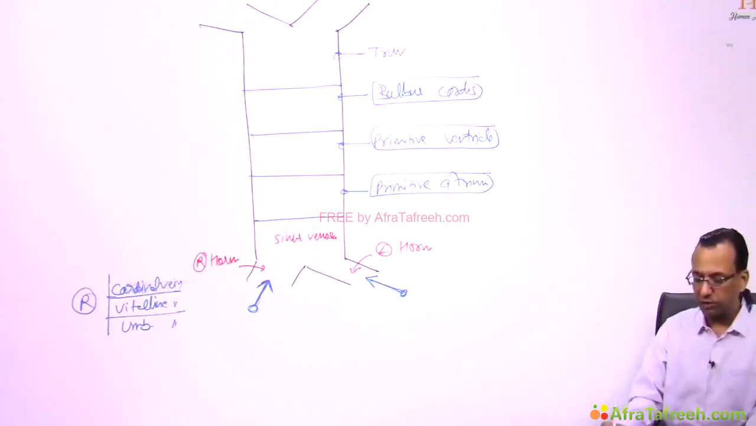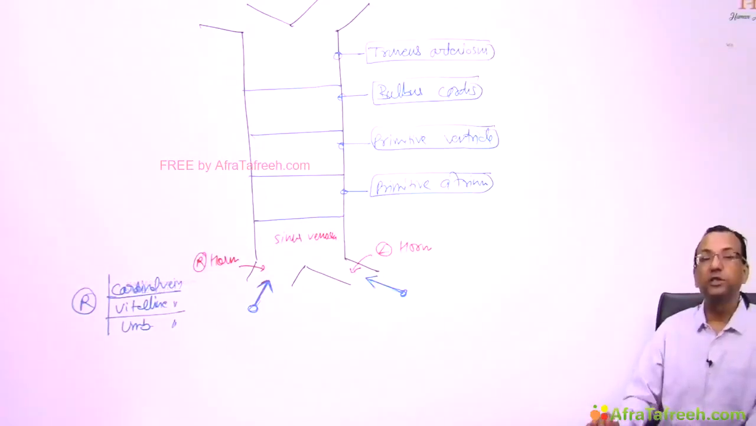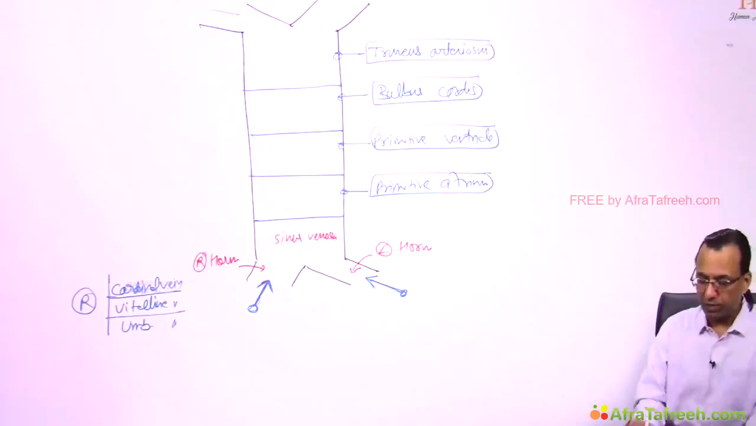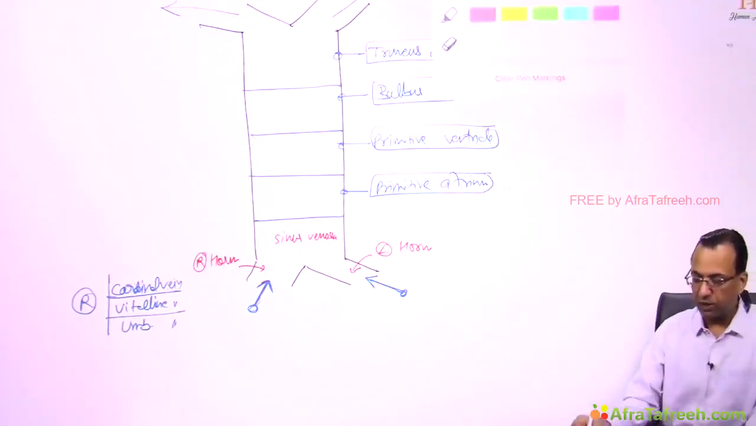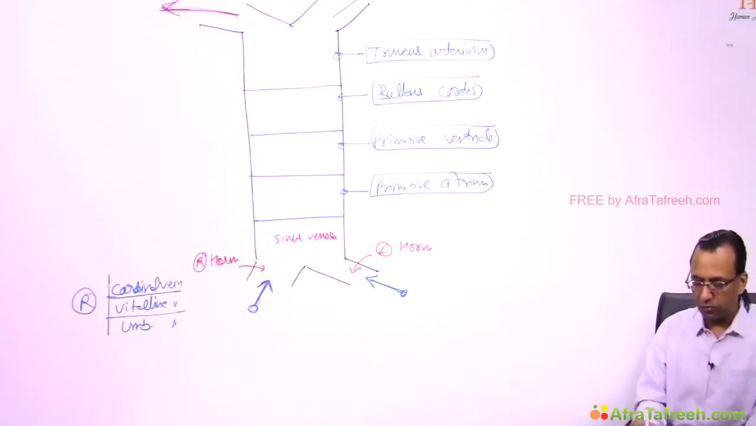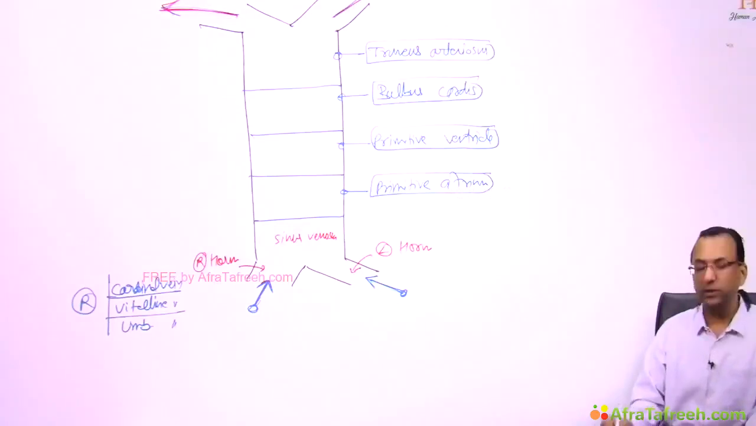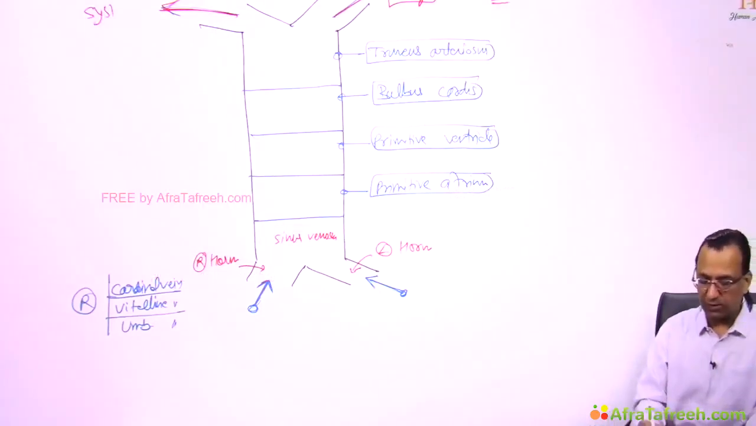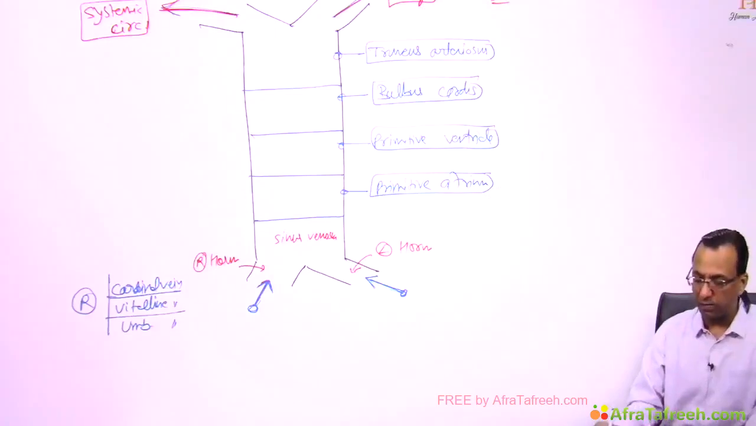It is called truncus arteriosus because it is the arterial trunk. It will send the blood out. Where is it sending the blood out? Actually, the blood should go towards 2 directions. What are the 2 directions? One towards the lungs, which is for oxygenation, and it will be called pulmonary circulation, and the other one is towards the systemic circulation. So some blood is moving towards systemic circulation and some is going towards the pulmonary circulation.